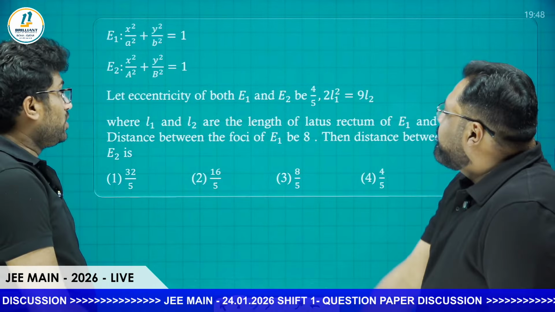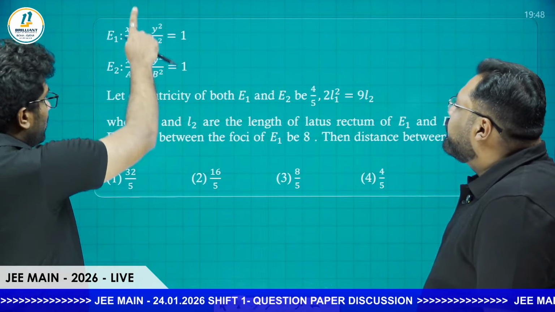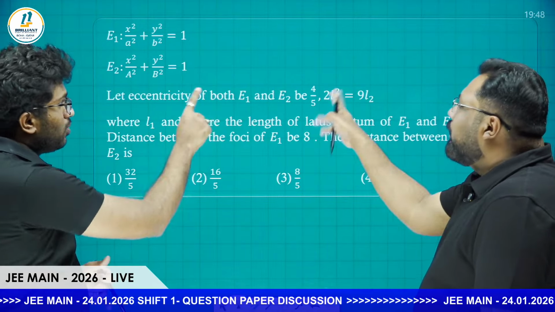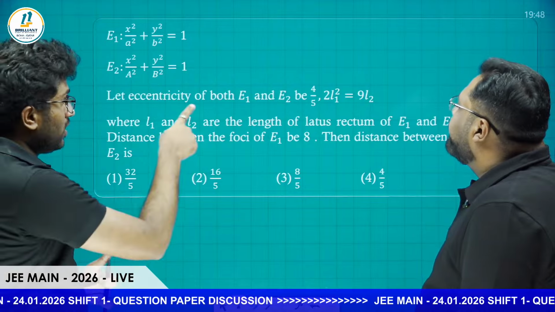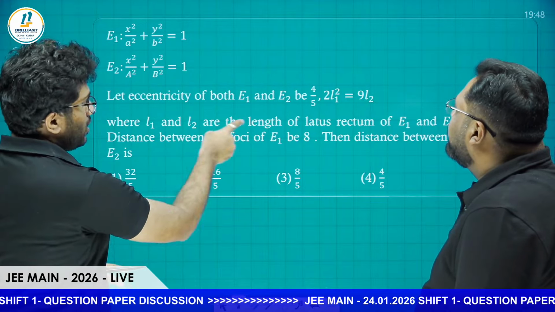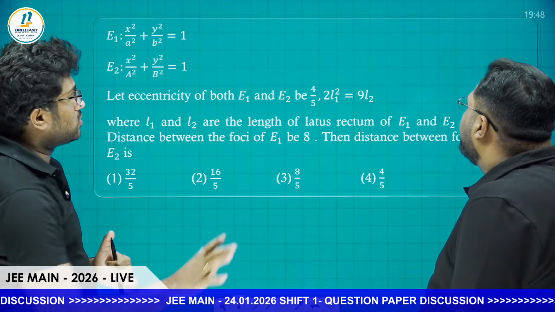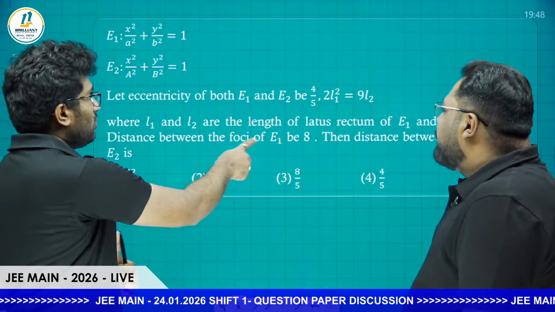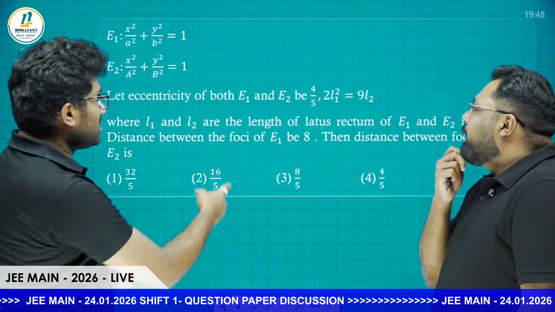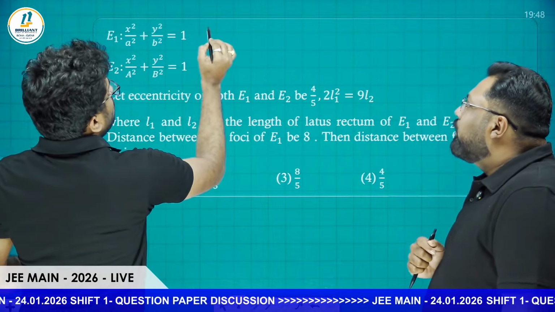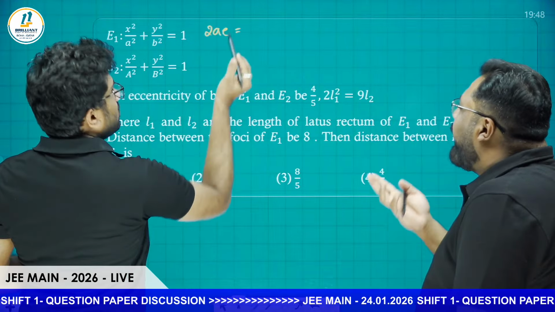Ellipses. A question from conic sections again. They have given two ellipses, and the eccentricity of both ellipses is the same. L1 and L2 are the lengths of the latus rectum. So 2L1 squared equals 9L2, they have given, and the distance between foci of E1. What is the distance between foci of E1? 2C, which is 2AE.